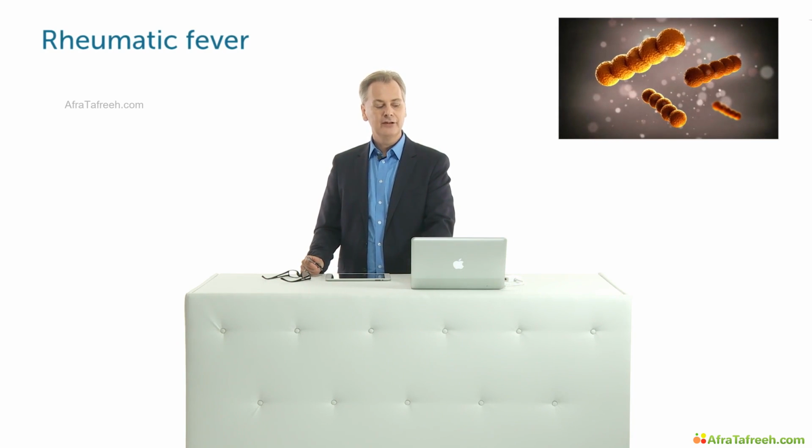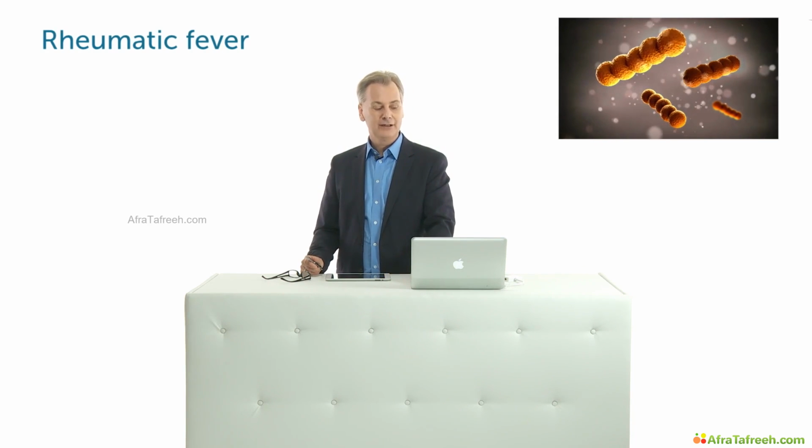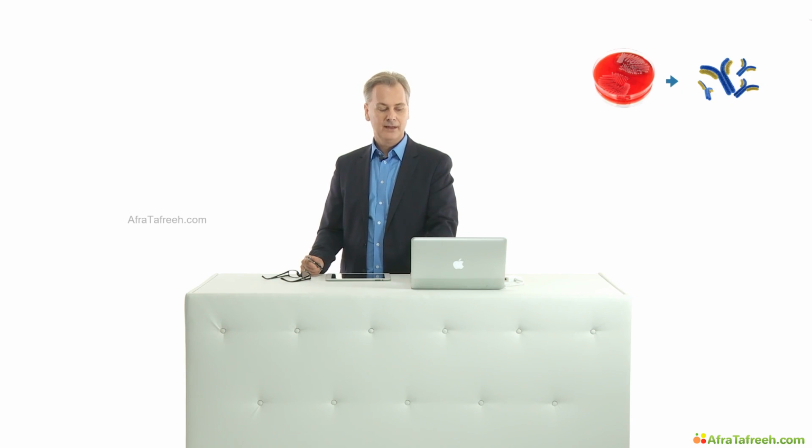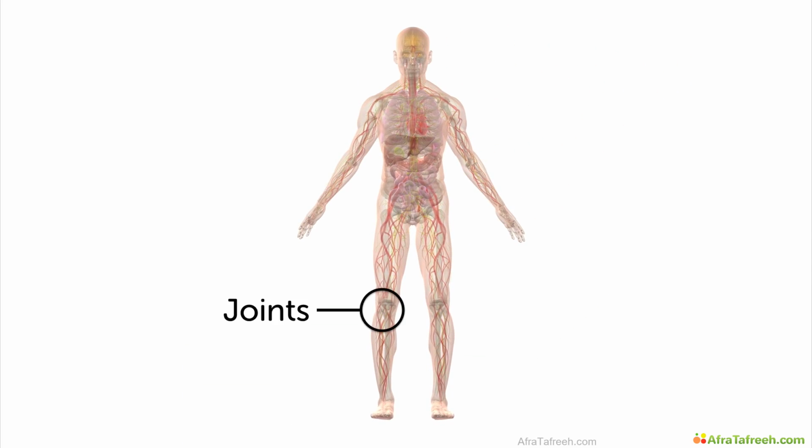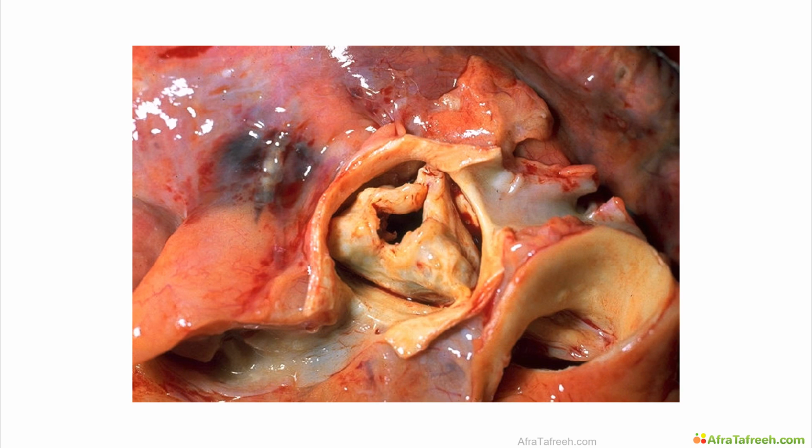Why does someone get mitral stenosis? Because he gets rheumatic fever. And rheumatic fever is the result of a bacterial infection with beta hemolytic streptococcal bacteria, and they produce a toxin. And this toxin causes damage to connective tissue and damages certain organ systems, namely the joints, the brain, and the heart.